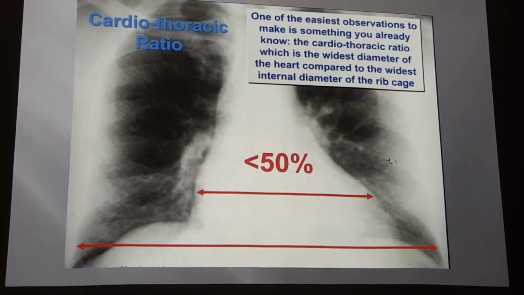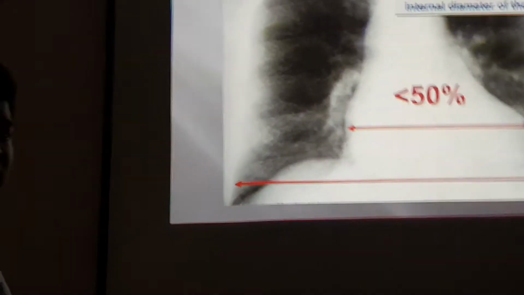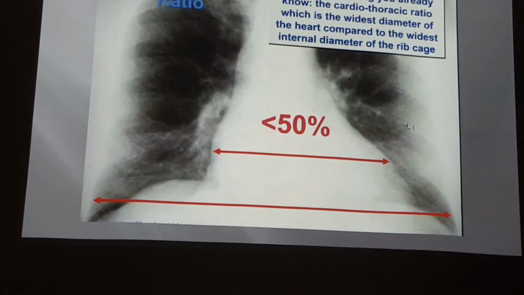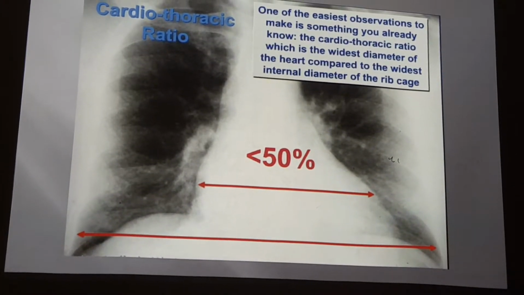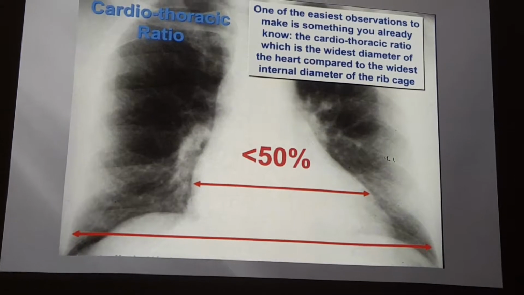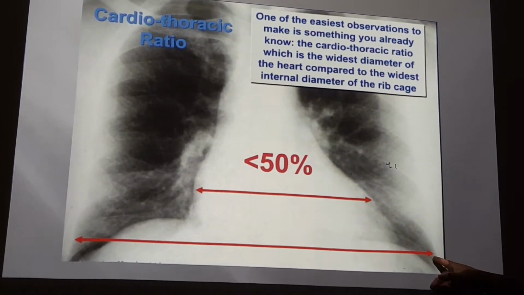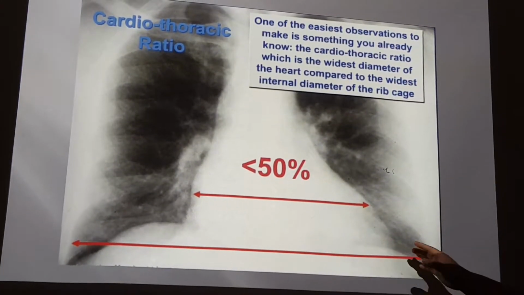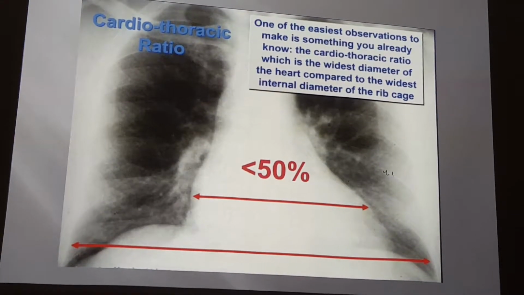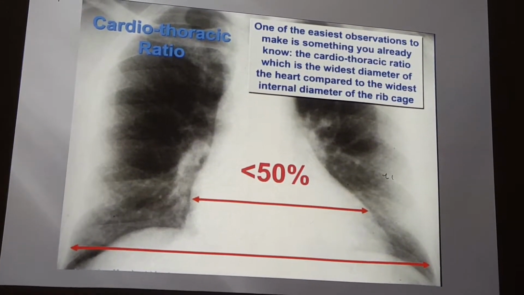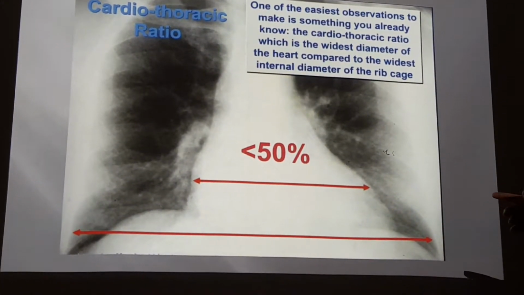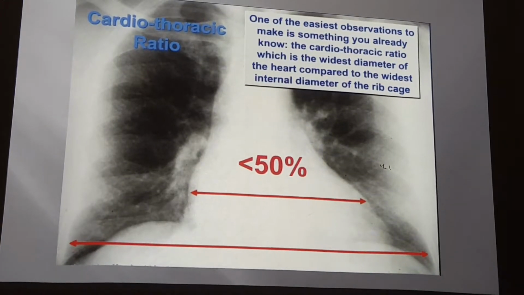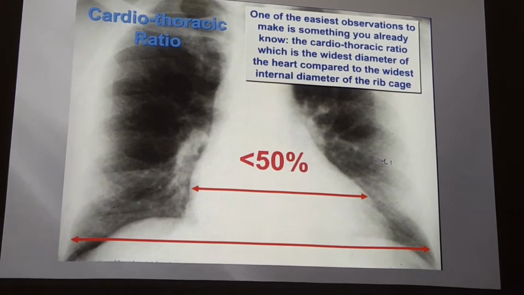One of the important things we measure is the cardiothoracic ratio. The cardiothoracic ratio is the widest diameter of the heart compared to the widest internal diameter of the ribs. So we measure from the inner aspect of the rib. Normally the cardiothoracic ratio is less than 50%. That's the normal cardiothoracic ratio in adults. In children, the ratio would range from 60 to 70%.